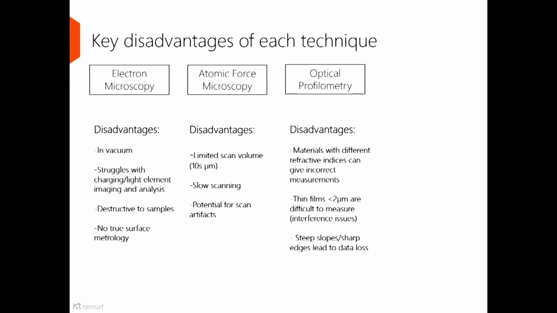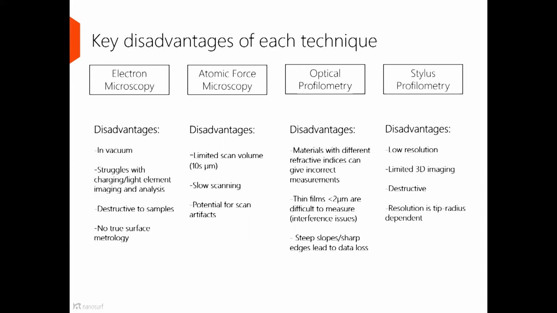With optical profilometry, there are just inherent disadvantages to working with optics sometimes. Materials with different refractive indices can give incorrect measurements. Transparent samples can be troublesome. Samples with thin films can be troublesome as they can sometimes interfere with the measurement itself. And depending on the technique, steep slopes or sharp edges can lead to data loss. You have to be really careful when working with an optical profiler, because it's actually very easy to sometimes generate wrong data. And that's kind of the worst data of all.